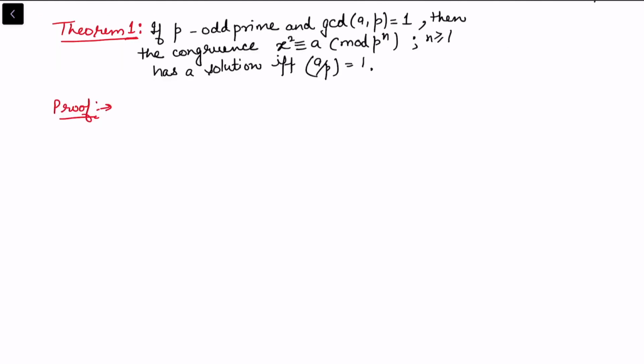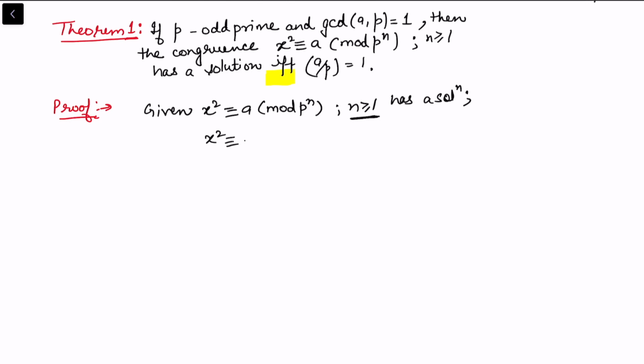Now we'll prove theorem 1, and in this case we can see the condition is if and only if. So let's start first with the condition that the congruence x squared has a solution. Given x squared congruent to a modulo p to the power n, with n greater than or equal to 1, has a solution, then of course it has a solution for particular values also. So x squared congruent to a modulo p to the power 1 also has a solution, because in that case I have considered n equal to 1.